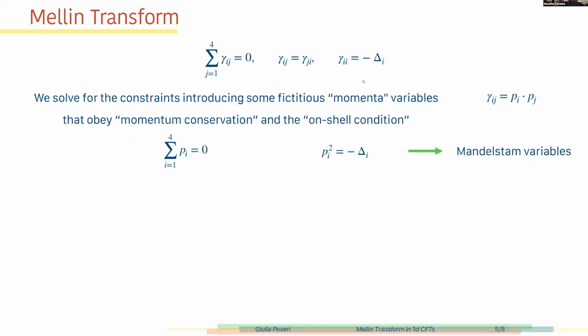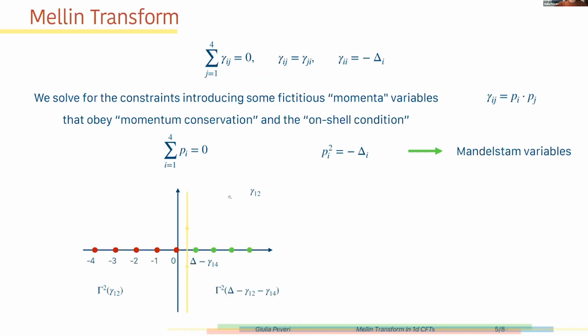They are independent because taking a general gamma ij, they have to satisfy some constraint. And to solve this constraint, we introduce some fictitious momenta variables. You see here the identification. And we notice that this condition just turned out to be momentum conservation and on-shell condition. And we see the similarities with Mandelstam variables.